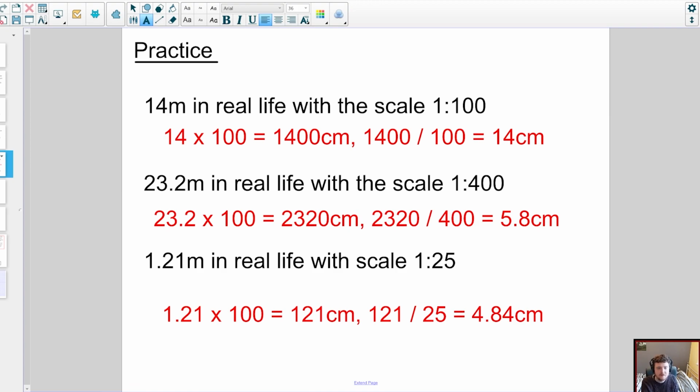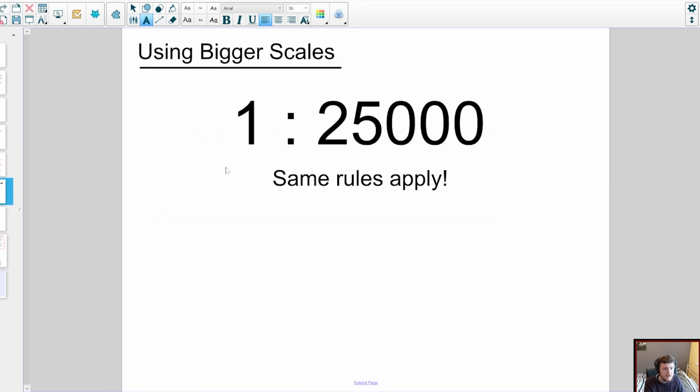The reason why I write centimeters in the middle, by the way, is just so I can keep track of what units I'm currently actually working in. I started with meters, I've ended up in centimeters. When I divide again by the scale, I'm going to stay in centimeters because I put centimeters in. And that would be my answer. So once again, good job if you got any of those. If not, go back through the video and look again, and hopefully it'll start to click as you do more of them.